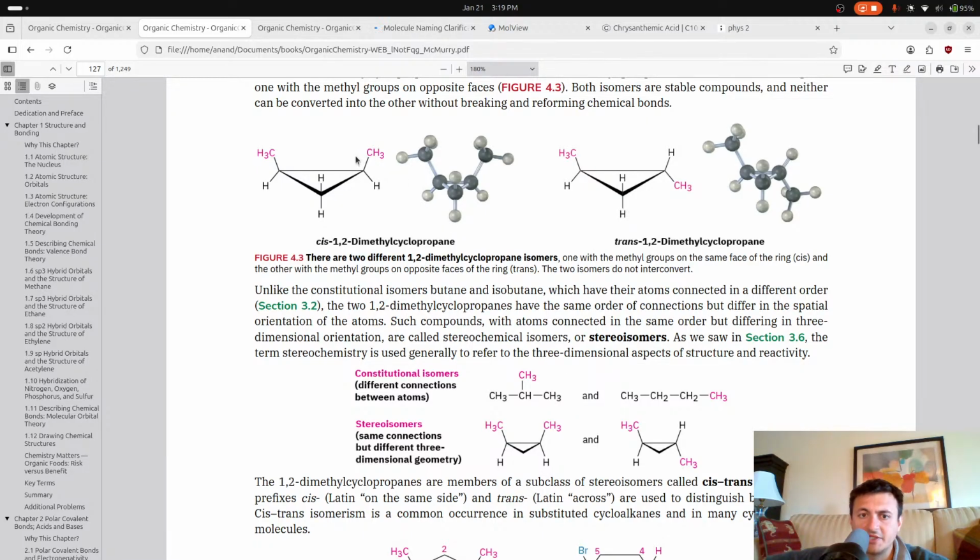The cool thing about stereoisomers, you should go through and look at, number every atom, then draw the molecular graph of the thing, and you'll see that, basically, the edge lists are the same. That's just another way of saying that. As we saw in section 3.6, the term stereochemistry is used generally to refer to the 3-dimensional aspects of structure and reactivity.